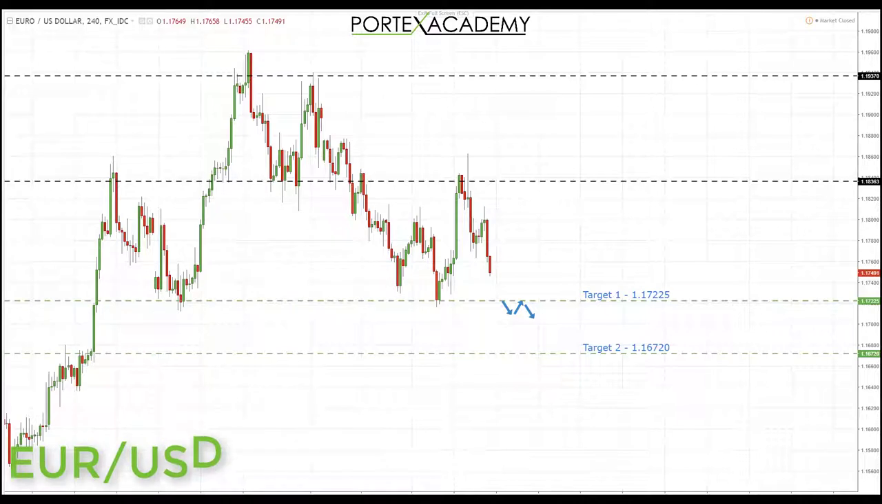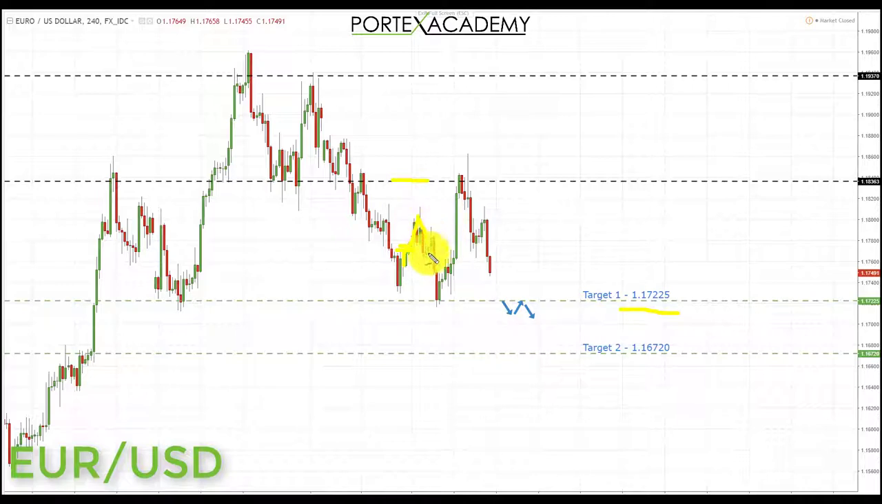Next, we have the euro dollar. Now, last week, we were sitting just in this area, and we did have a target to the downside at the 1.17225, which is the next key area of support to the downside. And we're saying that if we get a pullback, preferably a retest of previous broken support acting as resistance, but any kind of pullback in this area will allow us to look for shorts down towards the 1.17225.